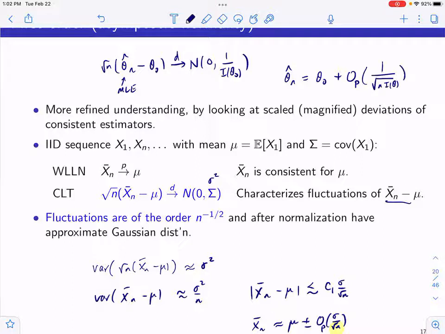Again, the scale is 1 over root n. And the larger this Fisher information is, the smaller the asymptotic variance. So these are called asymptotic variances, asymptotic covariance. It's not the same as the variance of the estimator, but if you have a law like this, or a convergence like this, then you just call it the asymptotic variance.